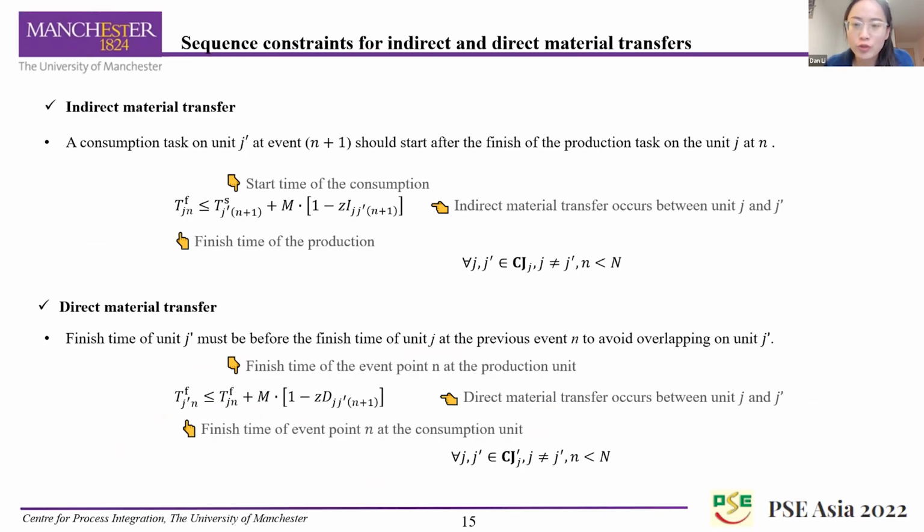Okay, now we have checked the material flow between the production and the consumption. If there is indirect material transfer between them, the variable ZI equals 1. We would handle the consumption task on the unit G prime at the next event, which should start after the finish of the production at the event point N. And if there is direct material transfer between the related tasks, it means ZD equals 1. And the finish time of the unit G prime must be before the finish of the unit G at the previous event to avoid overlapping on the unit G prime.